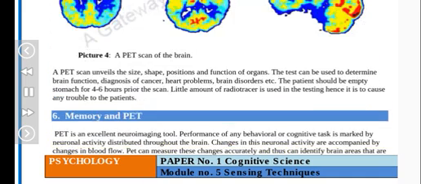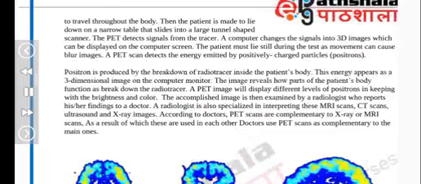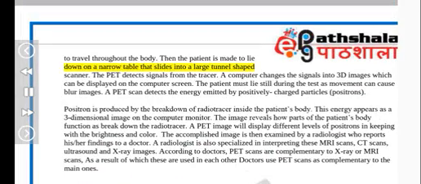Then the patient is made to lie down on a narrow table that slides into a large tunnel-shaped scanner. The PET detects signals from the tracer. A computer changes the signals into 3D images which can be displayed on the computer screen. The patient must lie still during the test as movement can cause blurred images.